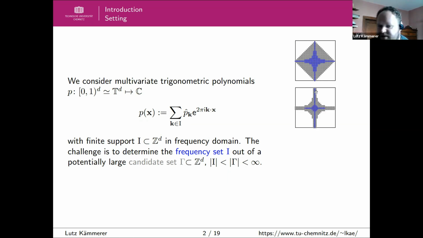But usually you have such an assumption: you have a hyperbolic cross, but only a rough assumption, right? You know that this is a hyperbolic cross, but you do not know the exact dependence on the different dimensions, and you do not know which dimensions are really coupling, and so on. And the question is now, can we find this blue index set without discretizing the full finite dimensional function space that belongs to this candidate set?